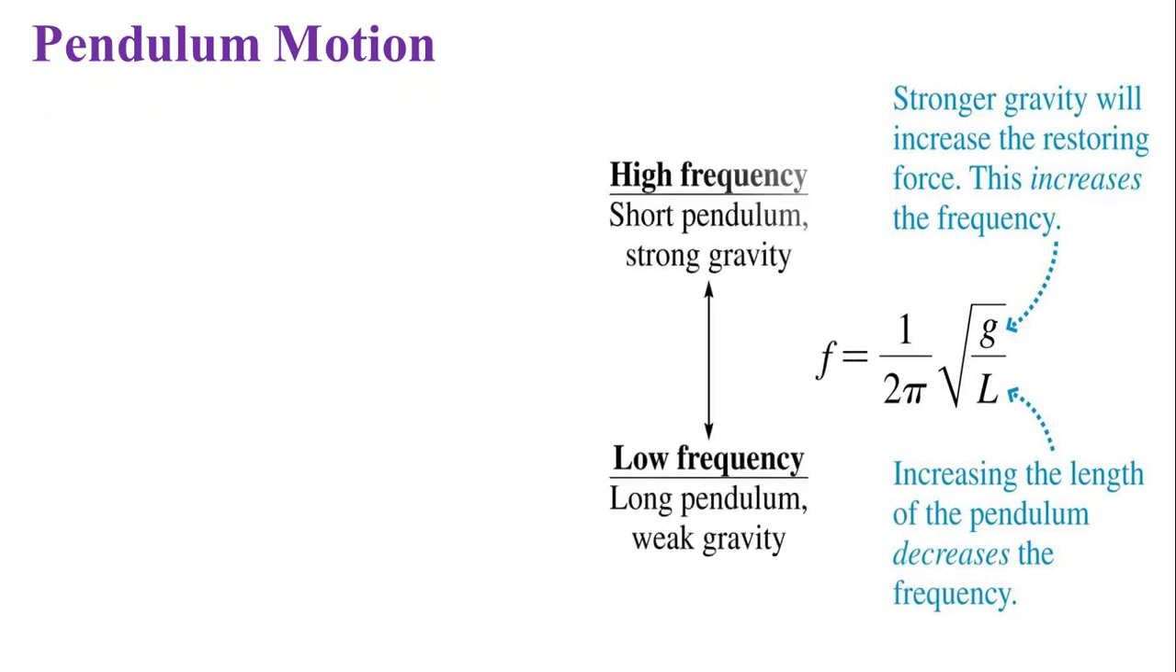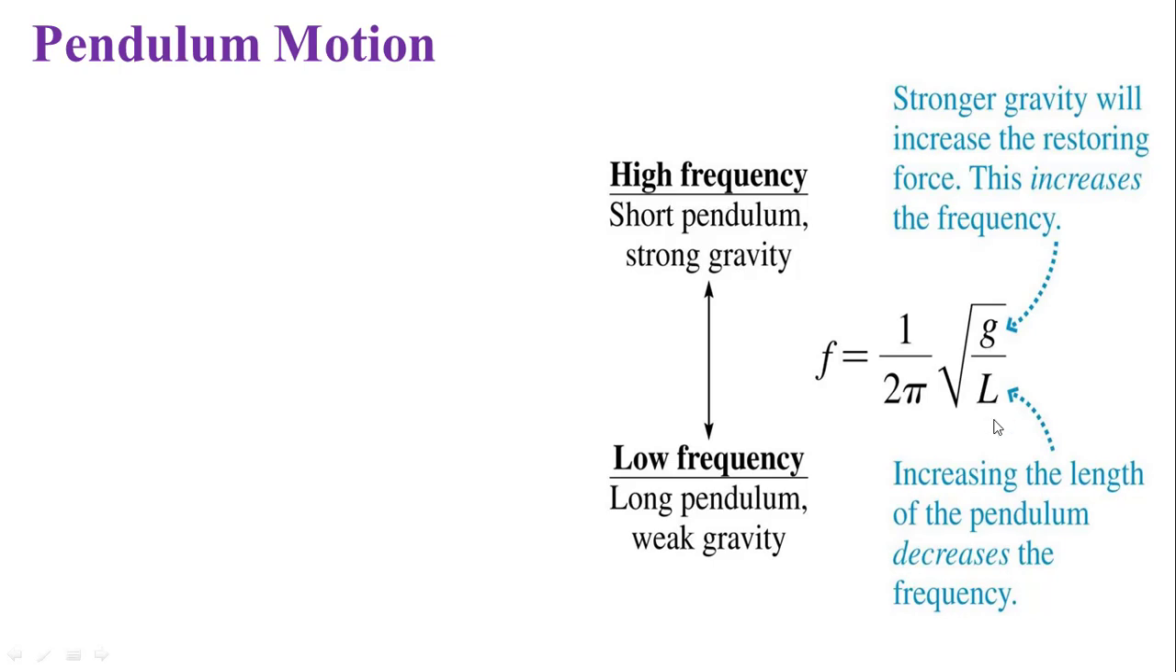We can repeat again the time period of the simple pendulum and the frequency. Here we can see that a lower frequency shows a long pendulum and weak gravity, but a high frequency shows a short pendulum and strong gravity. So strong gravity will increase the restoring force. This increases the frequency. Here we can see that the time period depends upon the value of g and also depends on L.